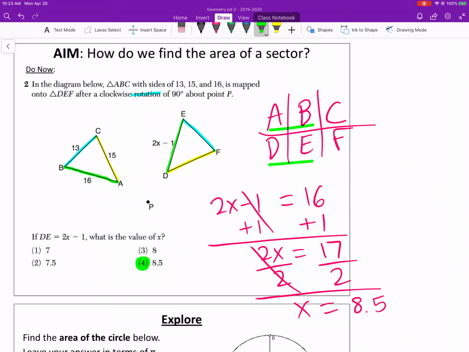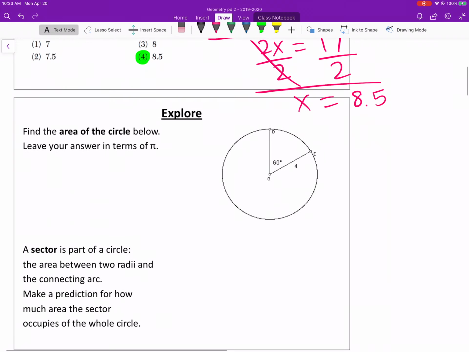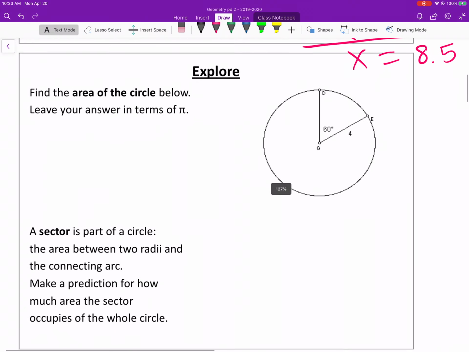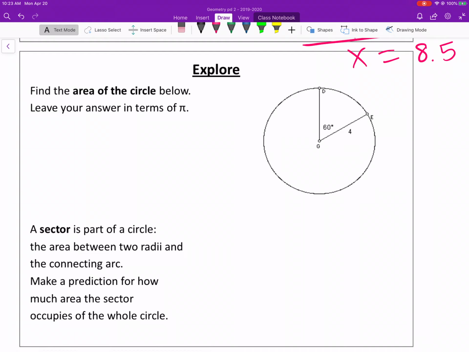Alright, our aim, how do we find the area of a sector? Now, in the simplest terms possible, a sector is really just a piece of a circle. That's all it is. So let's first look at this Explorer and just look at a plain old circle. Find the area of the circle below. Leave your answer in terms of pi.